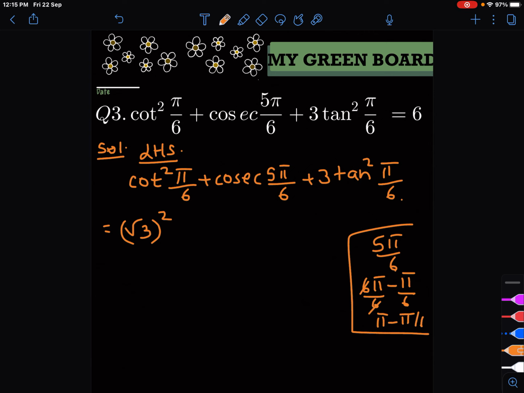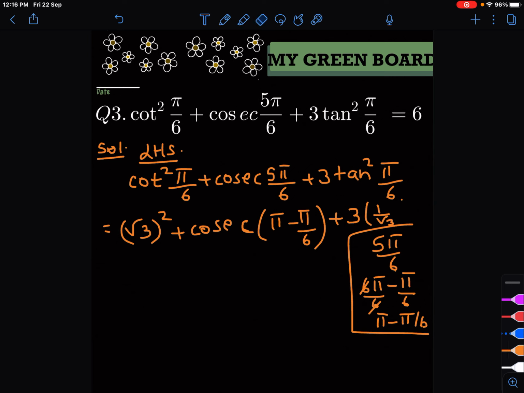Same thing you can write here. Plus cosec pi minus pi by 6. Okay children, plus 3 into the value of tan pi by 6, which is 1 by root 3.